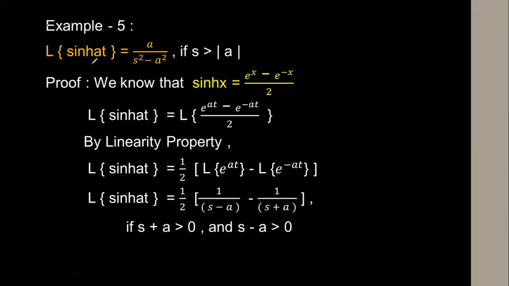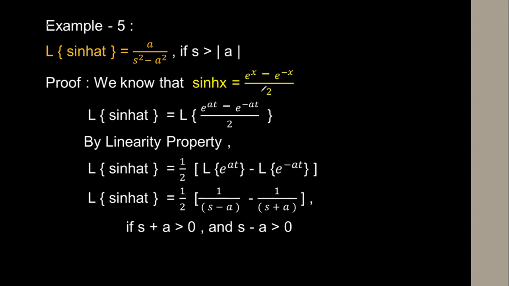For the hyperbolic function, you will get it as a by s square minus a square. Without hyperbolic, we get a by s square plus a square. If you have the hyperbolic, then in the denominator you will get the minus value, that is a by s square minus a square. Sin hx, we know the formula in terms of exponential: sin hx is given as e power x minus e power minus x by 2.